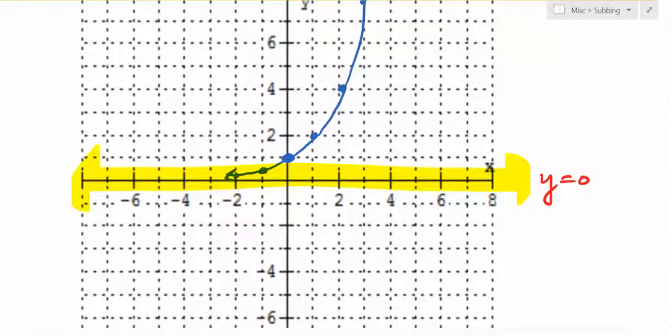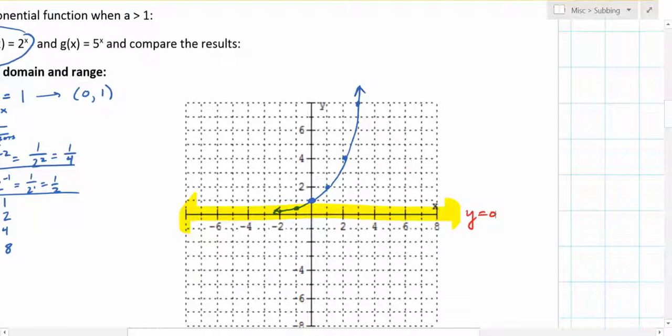Does anybody know what that type of line is called in a graph like this? It begins with an A. Just checking to see if you've heard it before. It's got a cool sounding name. Asymptote. There are different types: horizontal, vertical, and oblique. That is an asymptote. It gets infinitely close to it, but doesn't cross it.